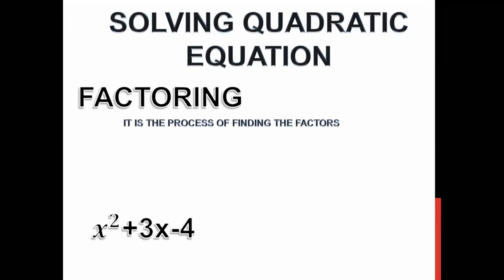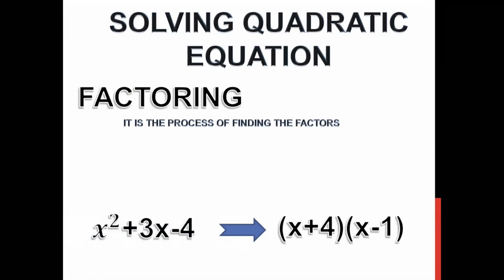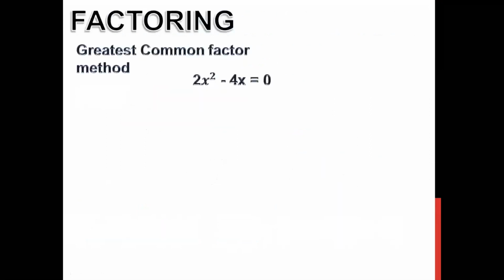Okay, another method, the factoring. It is the process of finding the factors of our equation. For example, x squared plus 3x minus 4, get the factors of that. We can get (x plus 4) multiplied by (x minus 1). So this is our factors. The first method under factoring is finding its greatest common factor. So we have the example 2x squared minus 4x equal to 0.